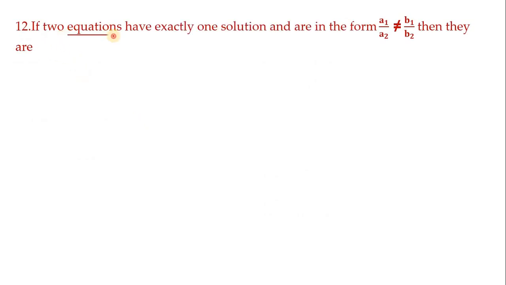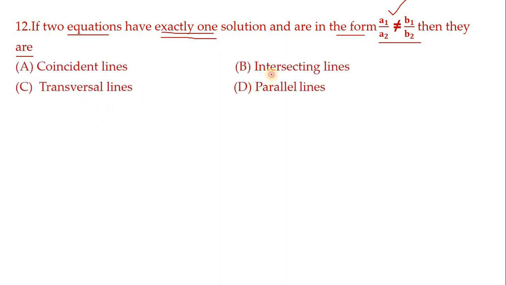If two equations have exactly one solution, they are talking about exactly one solution, and are in the form of a1 by a2 which is not equal to b1 by b2, then as you look at this one and as you hear this word exactly one solution, it is related to intersecting lines. So here the correct option is B. Move on to the next one.